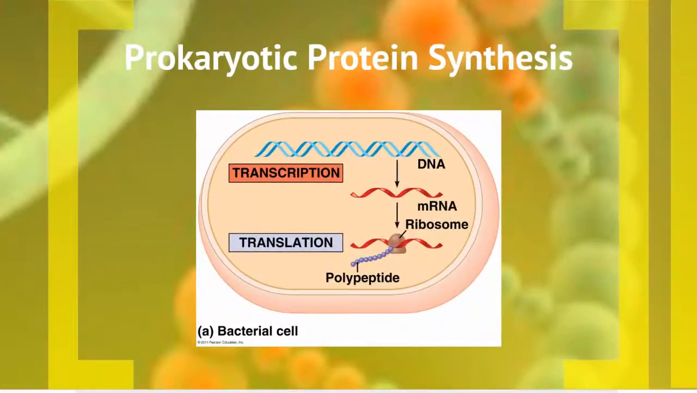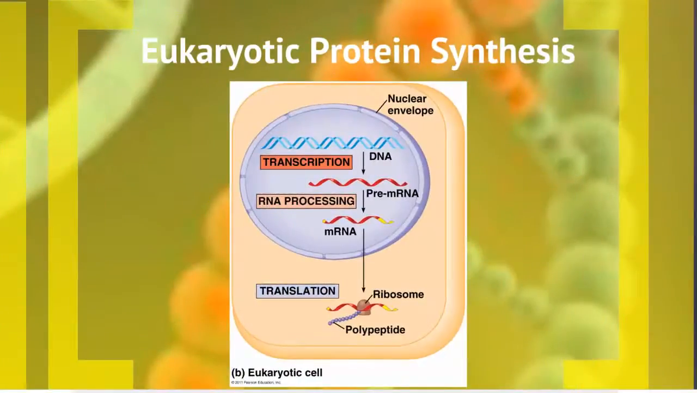How does this process differentiate between prokaryotes and eukaryotes? In prokaryotes, as you can see here, everything happens in the cytoplasm of the cells. If you note, RNA processing does not occur in prokaryotes, while in eukaryotes, transcription and processing occur in the nucleus, and translation occurs in the cytoplasm.